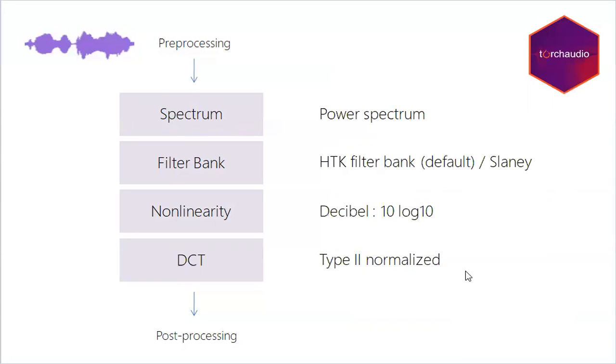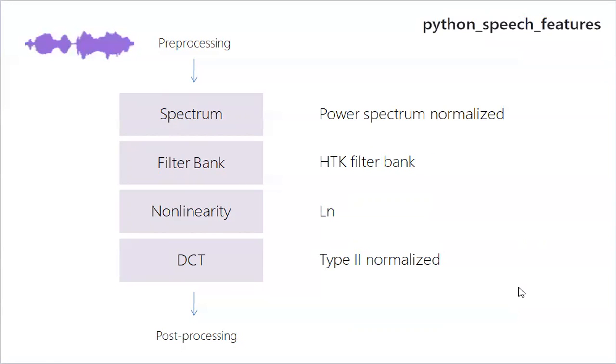Torchaudio: power spectrum. Torchaudio actually tries to mimic librosa. So nonlinearity is decibel, like in librosa. However, the default filter bank is HTK, although in latest versions of torchaudio, you can also specify Slaney, but by default, it's HTK. And finally, there is also this Python speech features project.